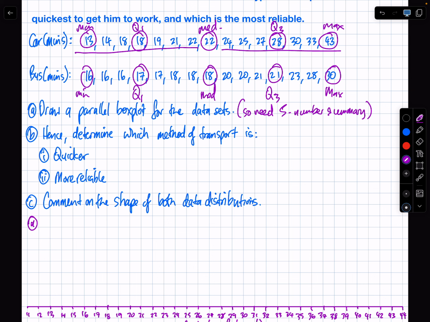So if someone could possibly remind me from yesterday, in a box plot, which is the longest line? The median is going to be the longest line in my drawing. So the car's median is at 22. If I look at my scale that I've drawn here for the minutes of travel, 22 is here, in line with this. So I'm going to draw a longer line for the median of the cars. 13 is the minimum, so I need a shorter line in line with 13.